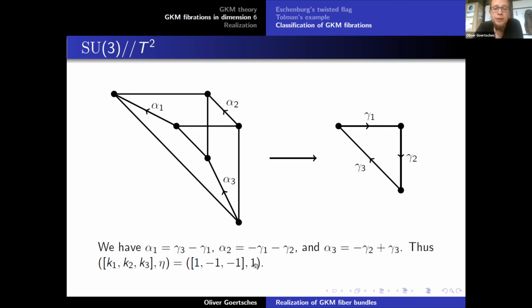And so how should I read this example? I should read it the other way around to make it more interesting. I start with CP2, and I just prescribe these 3 numbers here, and I demand that I want to construct a twisted GKM graph. And I'm immediately led to this example here, which, as I said, determines the Eschenburg flag or Tolman's example up to diffeomorphism.